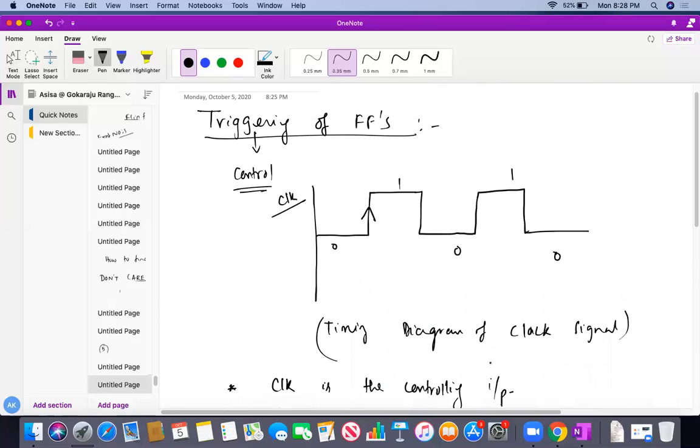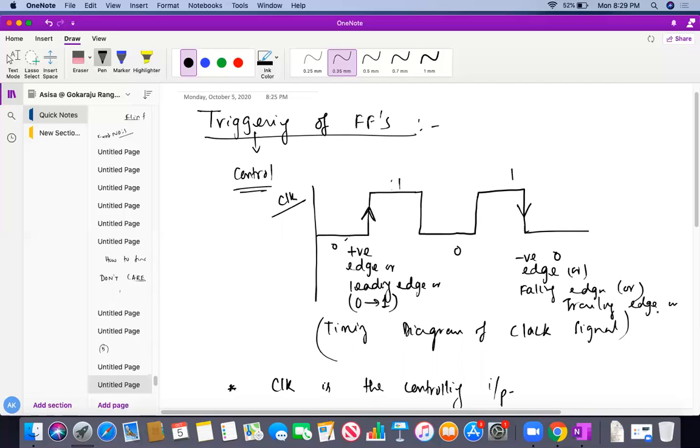Before that, I will tell you the 4 different parameters of this clock pulse. This arrow mark is going from logic 0 to logic 1. This is called the positive edge, or also called the leading edge, or 0 to 1. Next, this is called the negative edge, also called the falling edge, or the trailing edge.